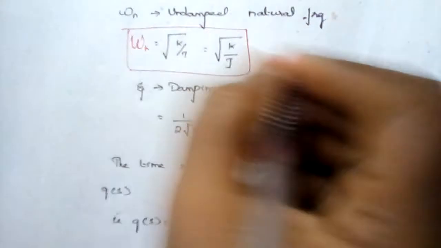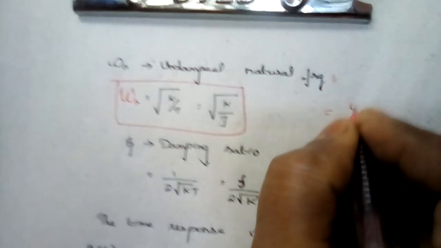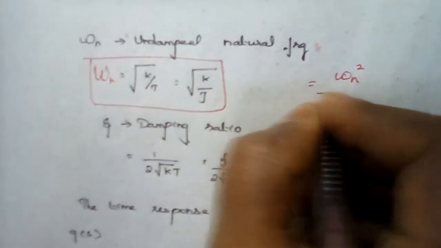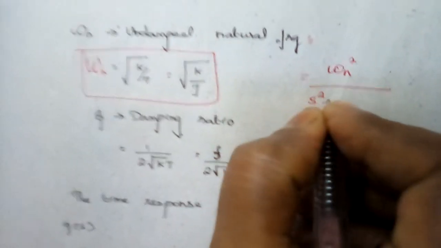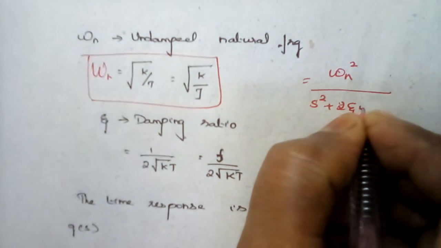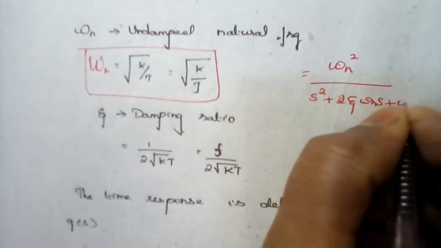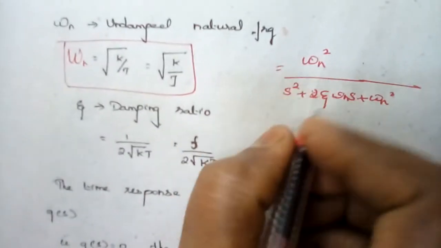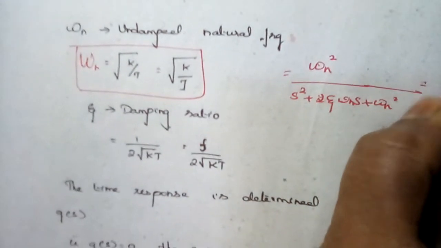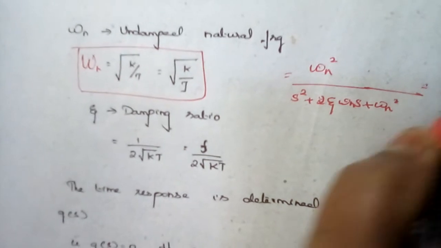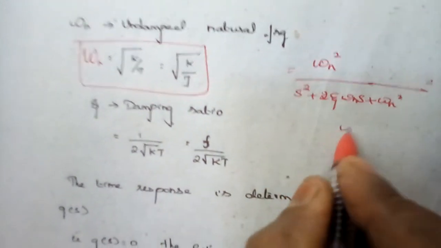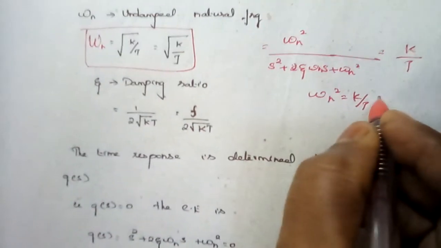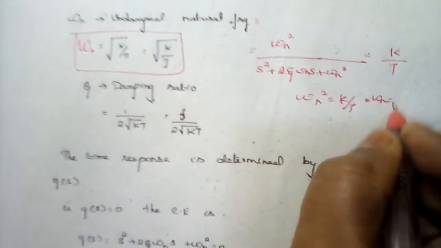This is obtained since we have the equation as omega n square by s square plus 2 zeta omega n s plus omega n square. This is our standard. Comparing, we have the function as k by t. So omega n square is equal to k by t, and omega n is equal to root of k by t.